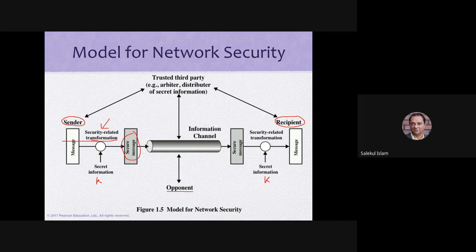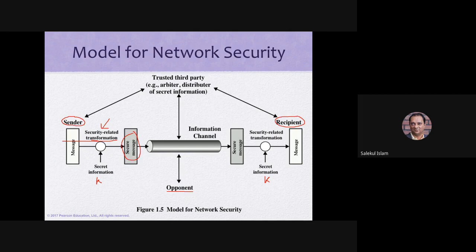That's why the algorithm is always known to everybody, but the key we are using must be secret. So say for example, if they use the same key, then we say this is a symmetric encryption. They can use a different key, whatever the method is. There should be some algorithm and some secret information. So this is a general model for security.